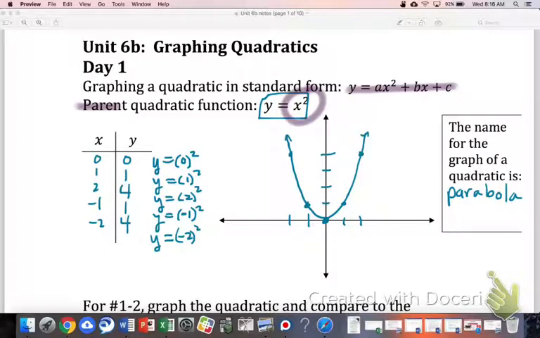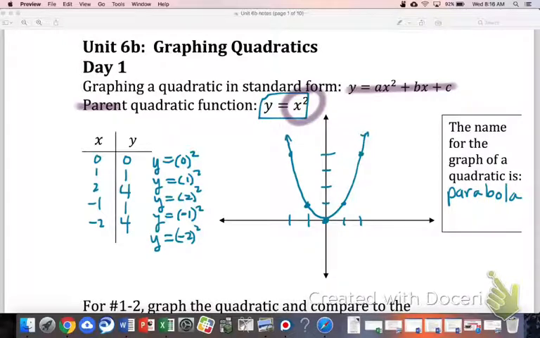They can be really tall and skinny. They can be really wide and sort of fat. They can open up. They can open down. They can actually open left or right as well. So they can take on all different shapes. But if your degree is 2, so if it's y equals x squared, then it'll always take on the shape of a parabola. That's your big takeaway from here.